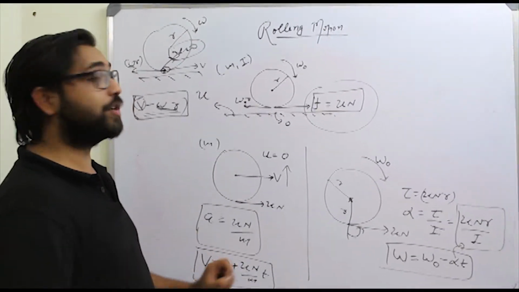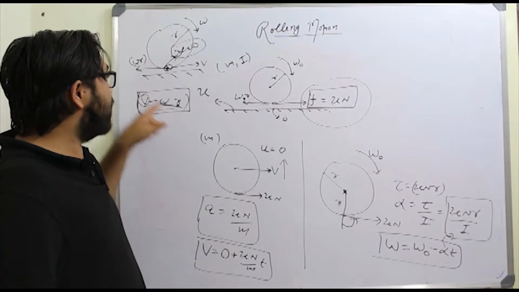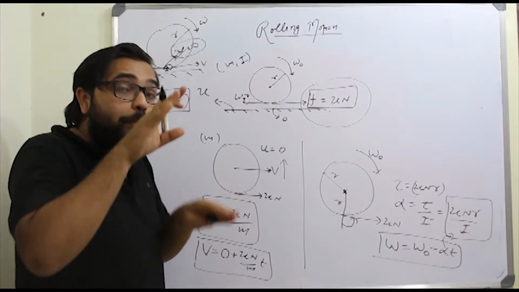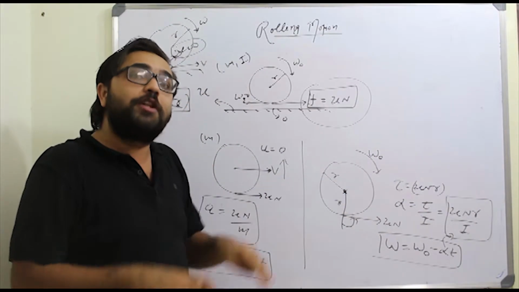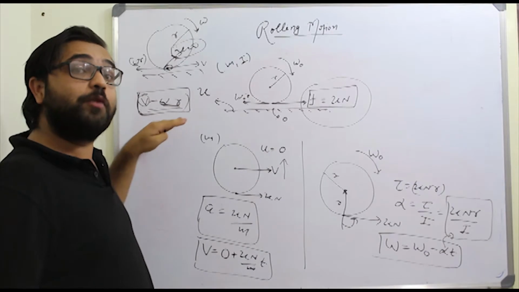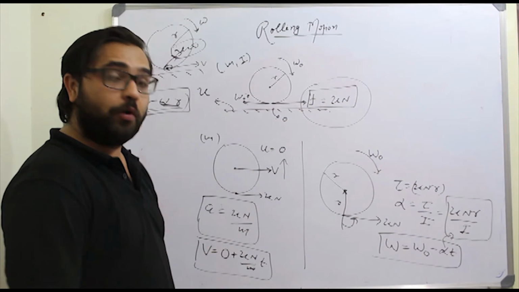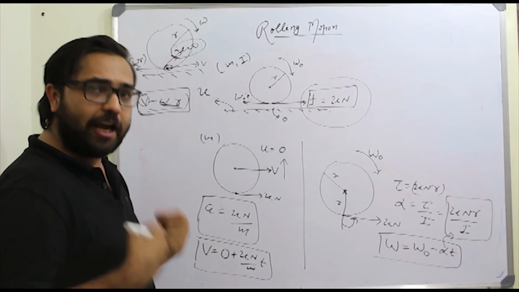So at that time, no frictional force is acting, and once there is no force acting, this v will stop increasing and this omega will stop decreasing, and they will remain at the same value at which v is equal to omega r, and it will keep rolling forever. That's the story. We'll see one more example like this in the next episode.